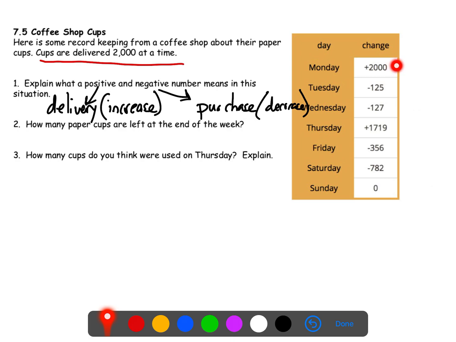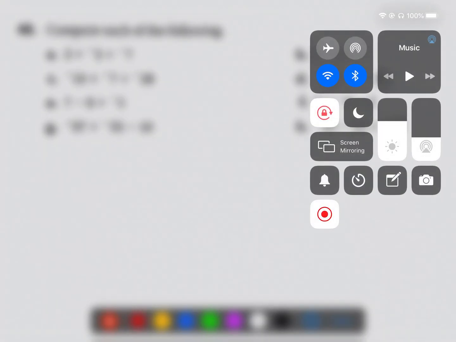So we could combine the two positive amounts to tell us how many were brought in for that week. If we combine 2,000 and 1,719, we'll have the total that were brought in. So 3,719 cups. Now what we need to do is combine all of the negative amounts.